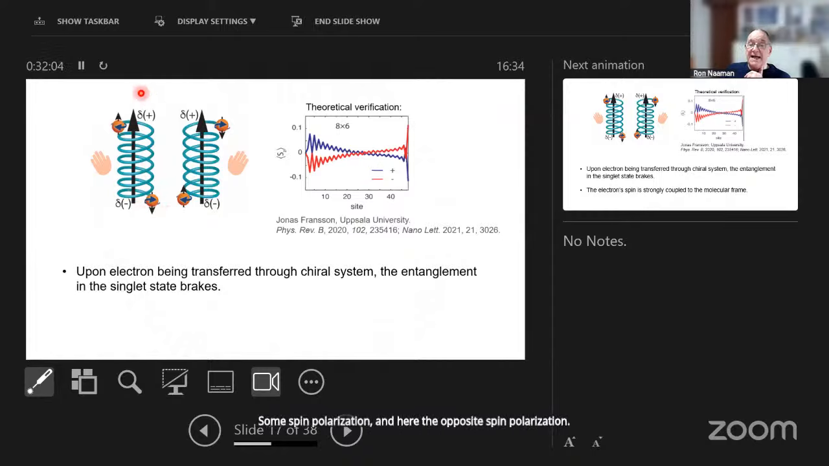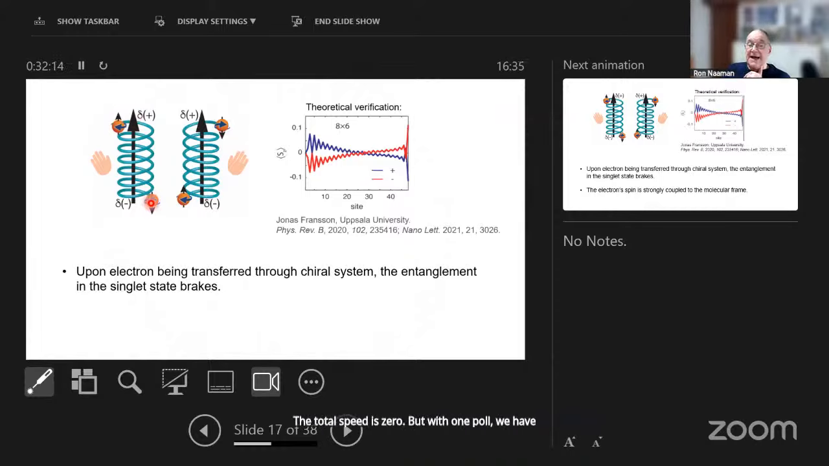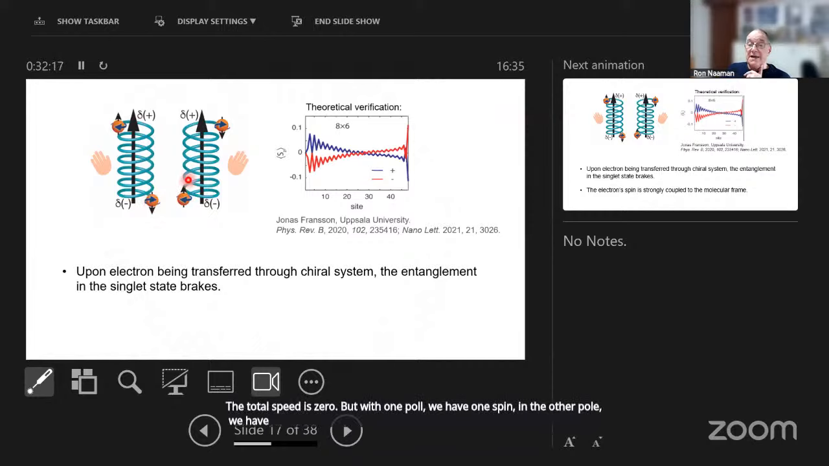So please realize that the whole molecule is still a singlet. The total spin is 0. But at one pole, we have one spin. At the other pole, we have the opposite spin. If we take the opposite enantiomer, then the opposite spins are associated with the same electric poles. Now, why is it so interesting?